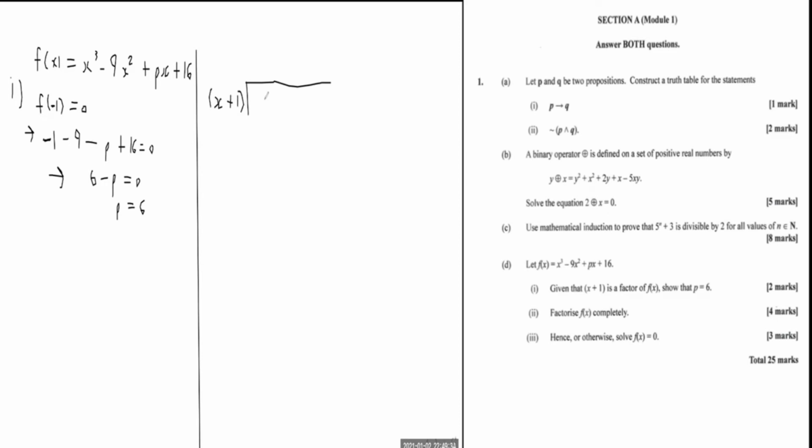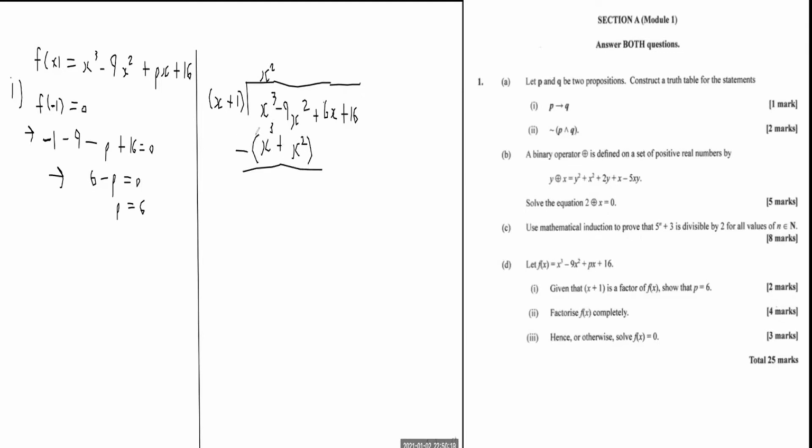Dividing f of x by x plus 1, we know that f of x is x cubed minus 9x squared plus px, where p is 6, so it's really plus 6x plus 16. Nice. So let's do this division now. We're going to say x into x cubed goes x squared. Then x squared times x is x cubed. x squared times 1 is just plus x squared. And then we're going to subtract them. Then we subtract.